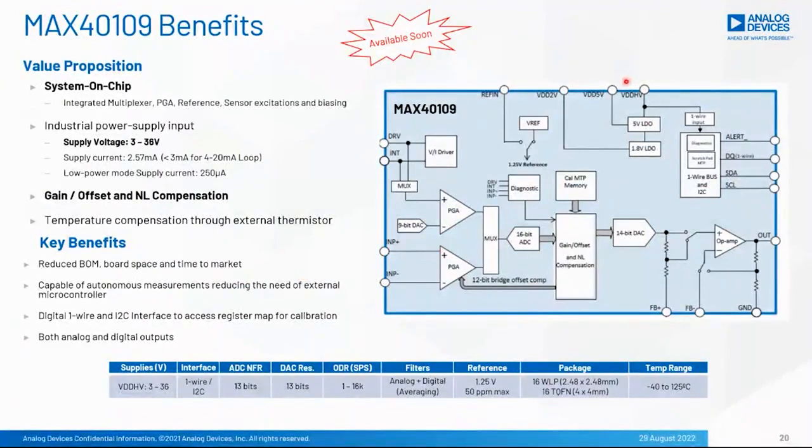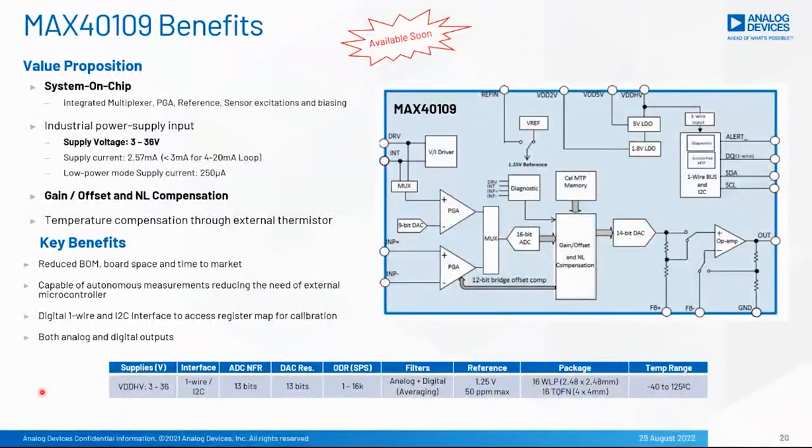The VDD-HV supply voltage range is 3 to 36 volts, which is easy to connect with PLC, and it internally generates core voltage for analog and digital functions using the 5 volt and 1.8 volt LDOs. This device comes in a small package for space constraint applications. The 4x4 TQFN is a 16-pin TQFN package, and the 2.5 by 2.5 approximately is a 16-pin WLP package.